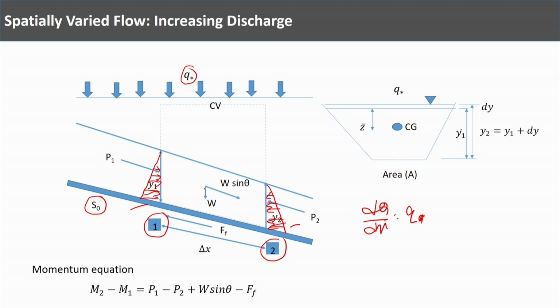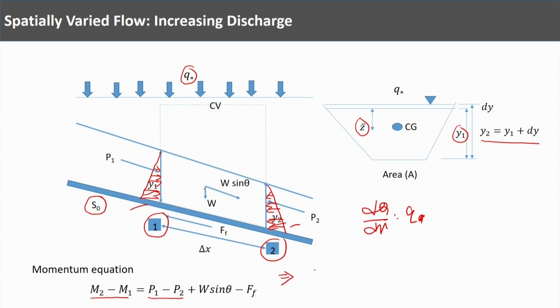So, y1 is the depth at section 1 and the depth at section 2 is y1 plus dy, and this is your dy, and then this is the CG of this particular section, and from the surface it is your z bar. Now, if we apply the conservation of momentum equation between section 1 and section 2, it can be written as M2 minus M1 which is equal to P1 minus P2 plus W sin theta minus Df.